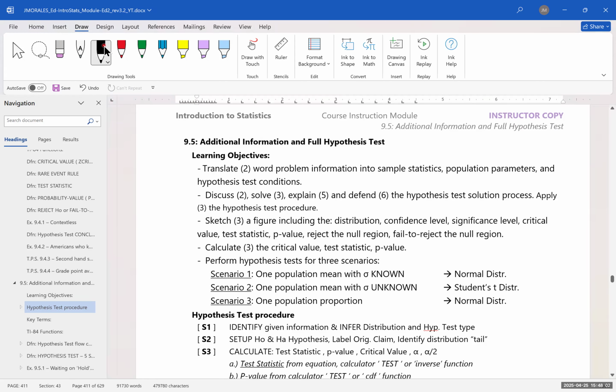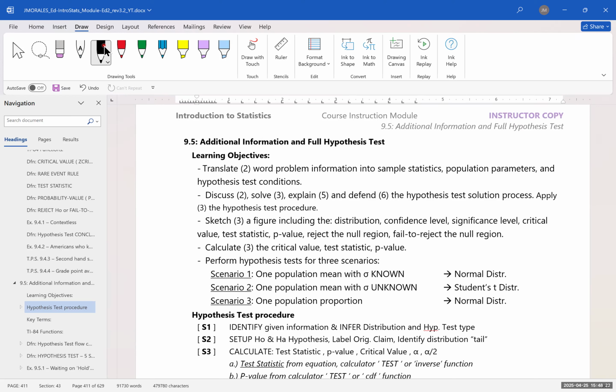Okay, so here we are in section 9.5. It says additional information and full hypothesis test. So now this is the section where we're going to put all of the previous sections, 9.1 to 9.4, all together to do a hypothesis test from start to finish.